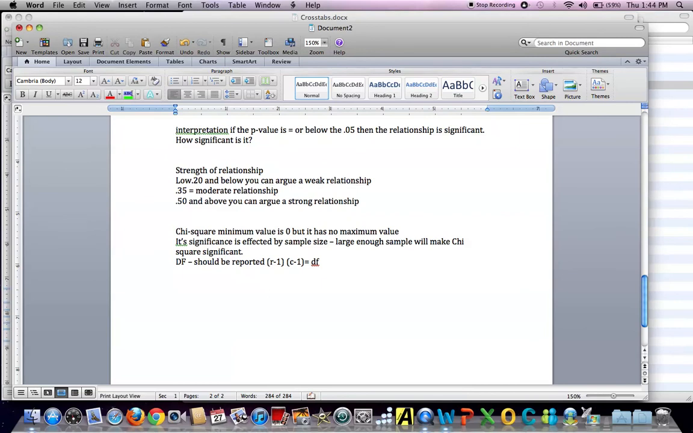You can go and do that math yourself over here. You have 3 rows, 3 minus 1, and that gives you a value equal to 2. Then you have a column of 2 minus 1. When you do the math on that, you get degrees of freedom equal to 2, which was what we got.